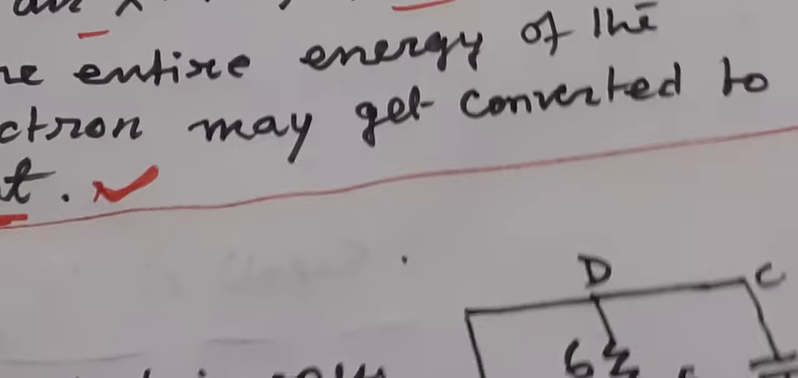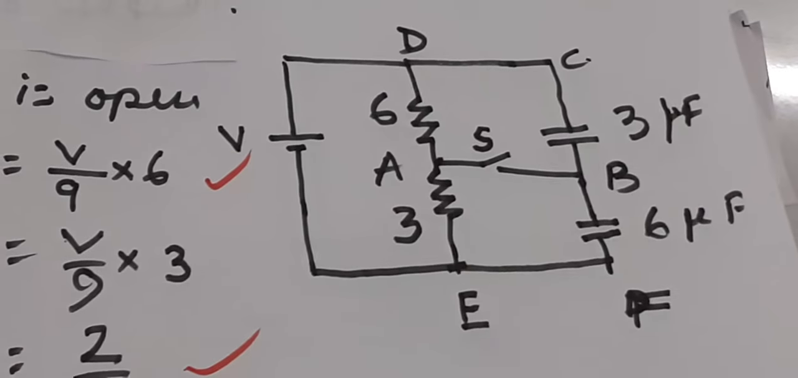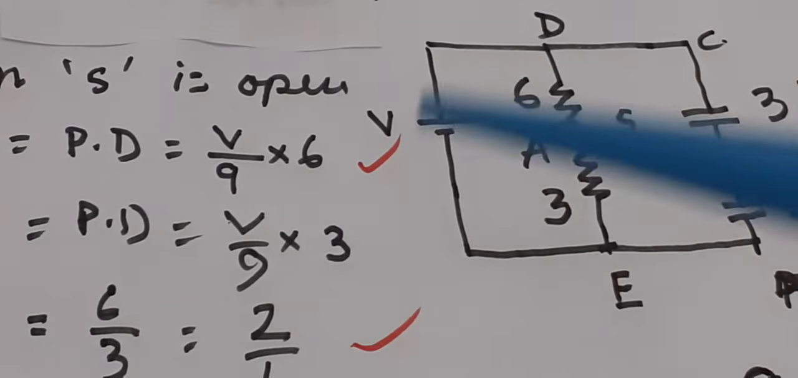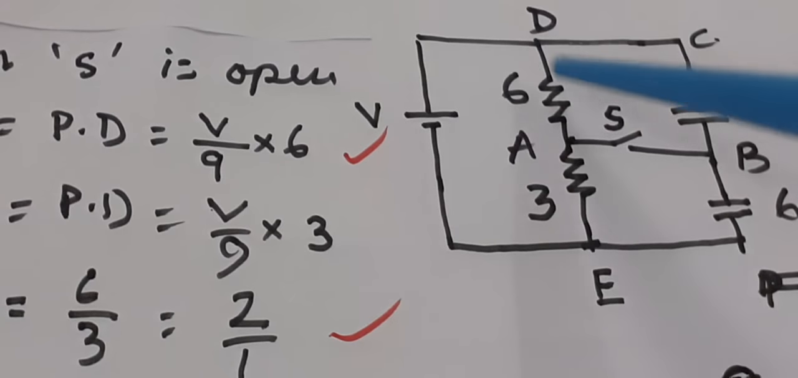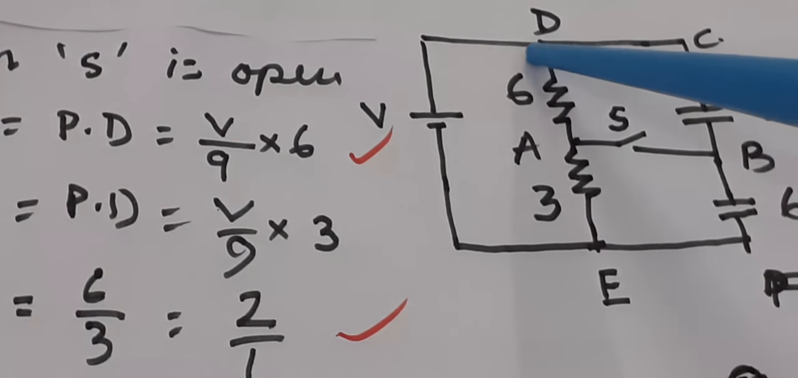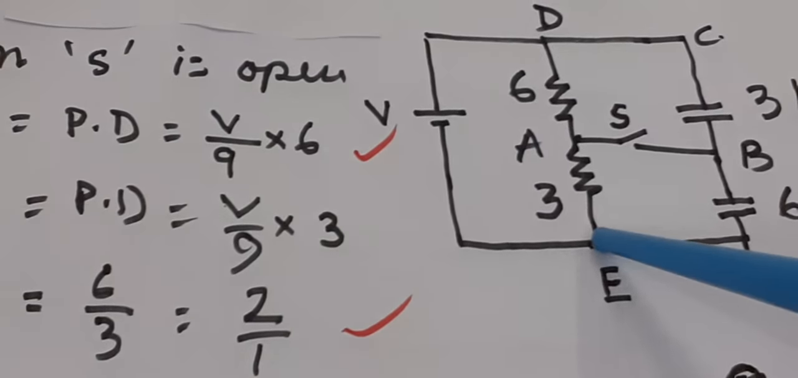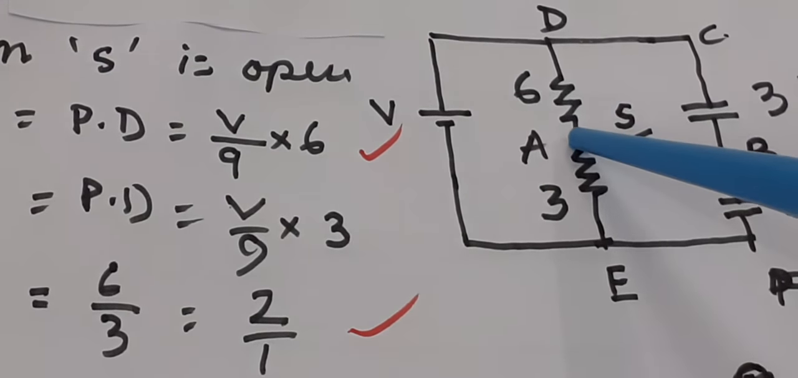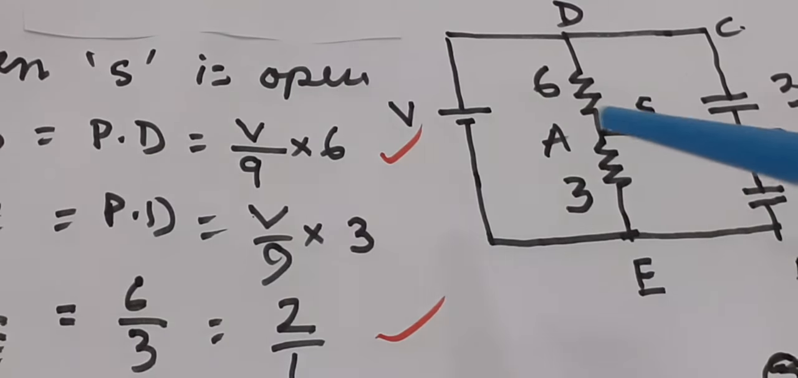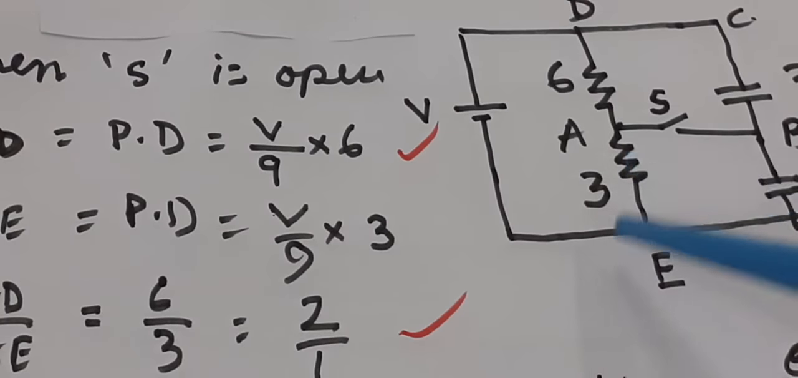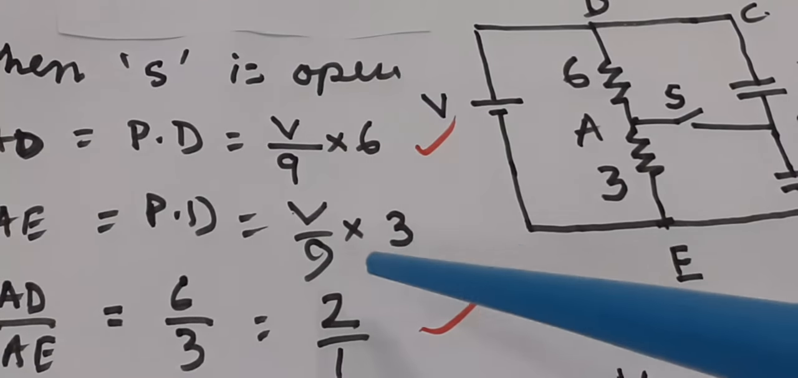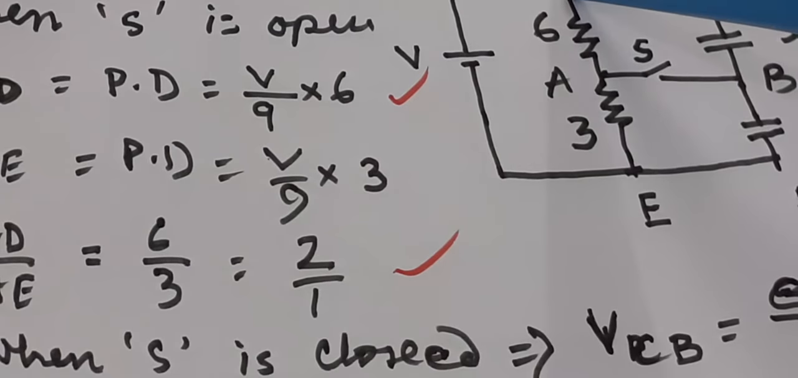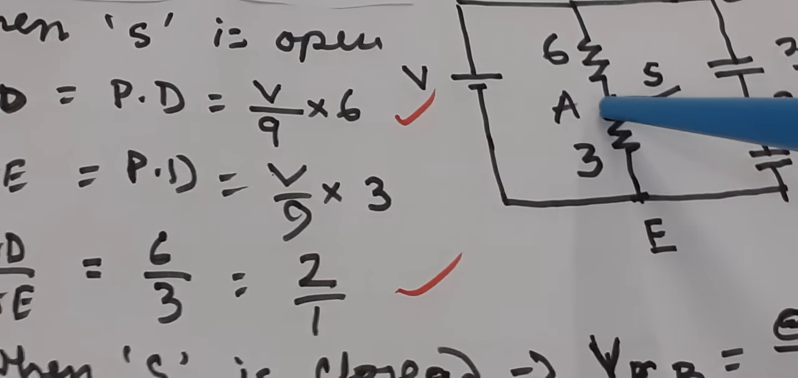You can solve this problem in this way. Take a supply V here and the switch is open. Now the current through this will be V by 9, the resistance, into 6 will give the potential drop here. Similarly, the potential drop across this will be V by 9 into 3. Take the ratio of these two potential drops, then you will see 2:1 is coming. I mean the potential drop here is 2 parts and here it is 1 part.